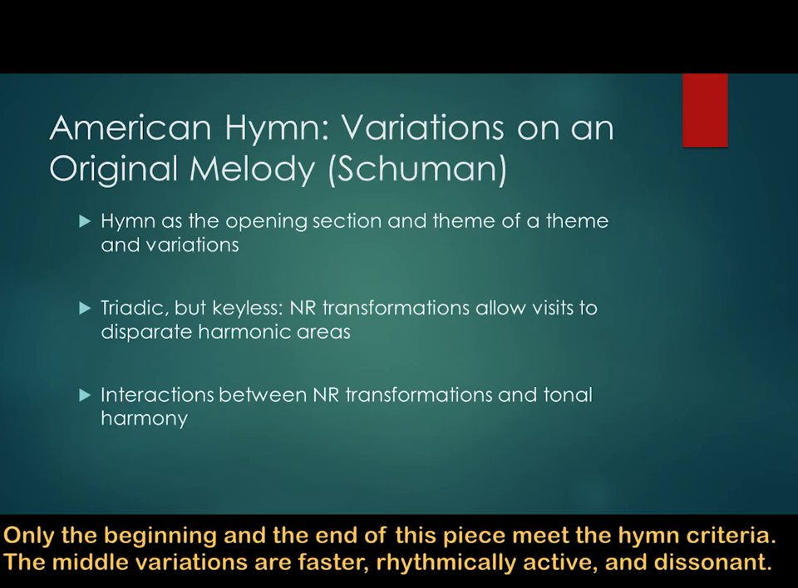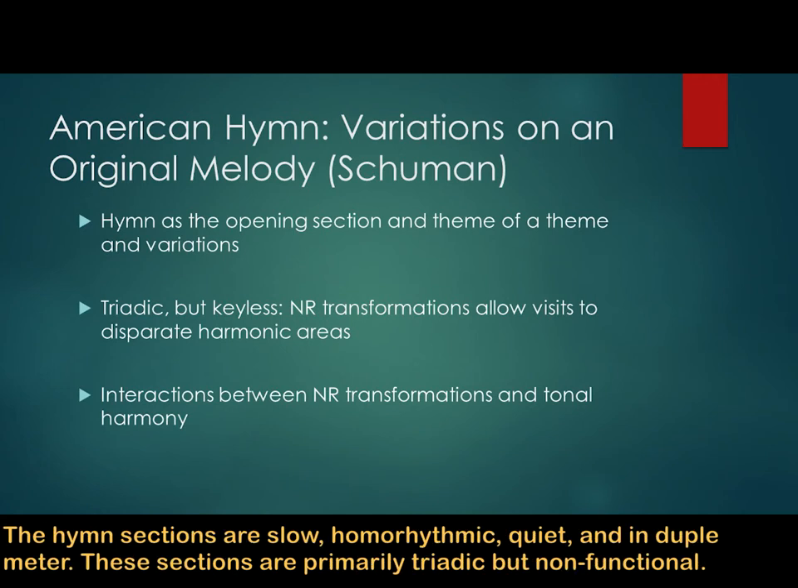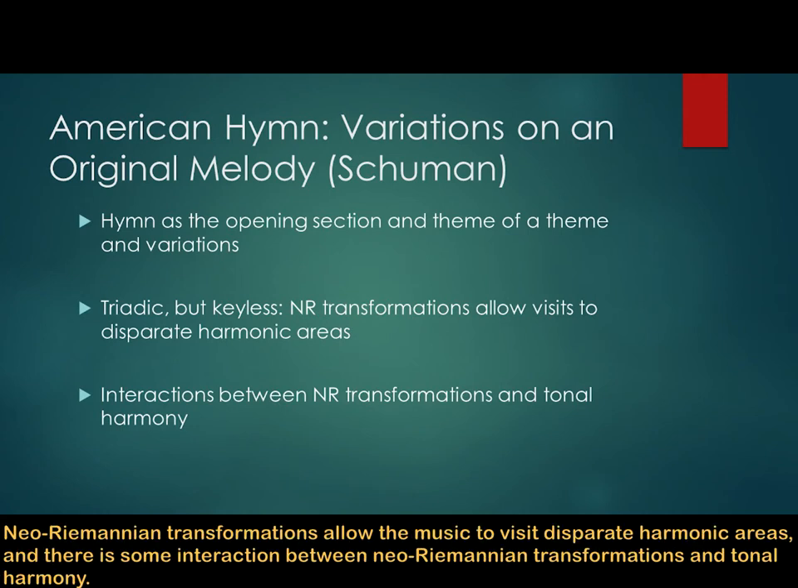Only the beginning and the end of this piece meet the hymn criteria. The middle variations are faster, rhythmically active, and dissonant. The hymn sections are slow, homorhythmic, quiet, and in duple meter. These sections are primarily triadic but non-functional. Neo-Riemannian transformations allow the music to visit disparate harmonic areas, and there is some interaction between Neo-Riemannian transformations and tonal harmony.